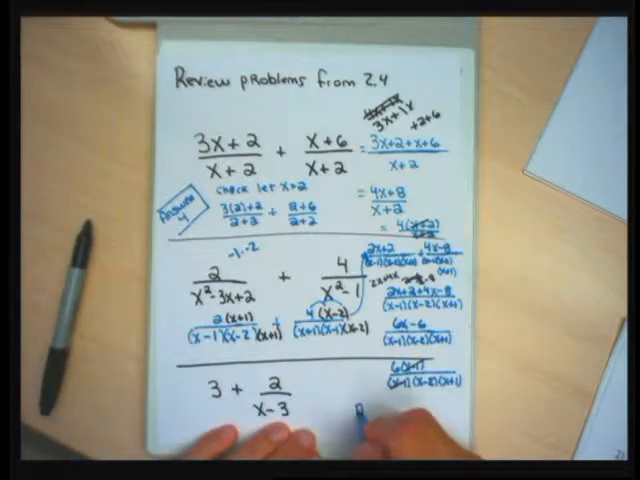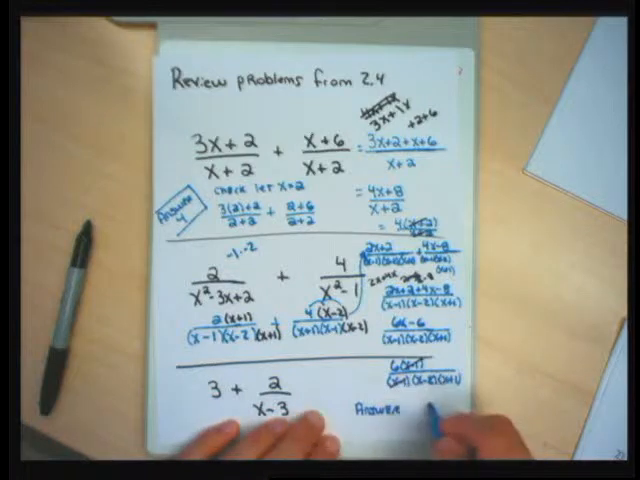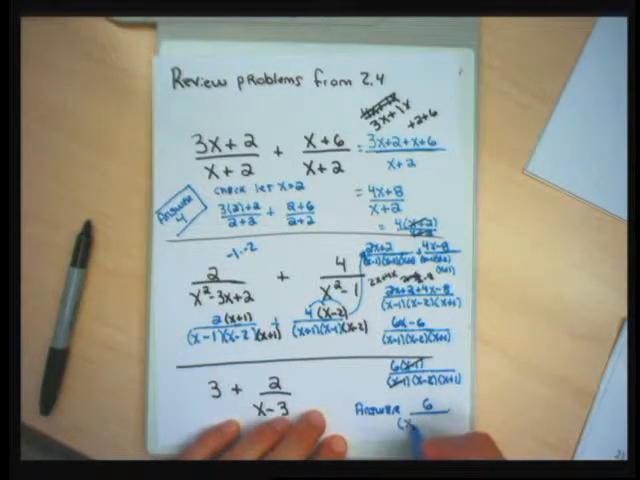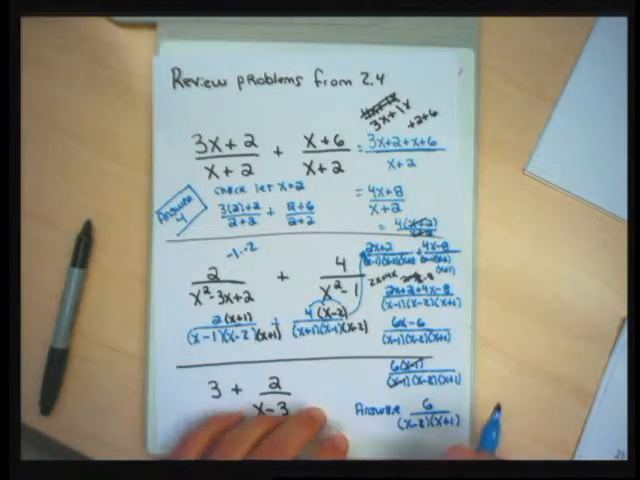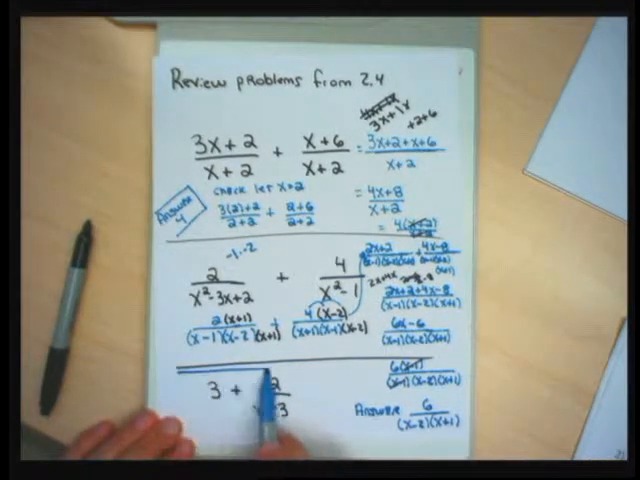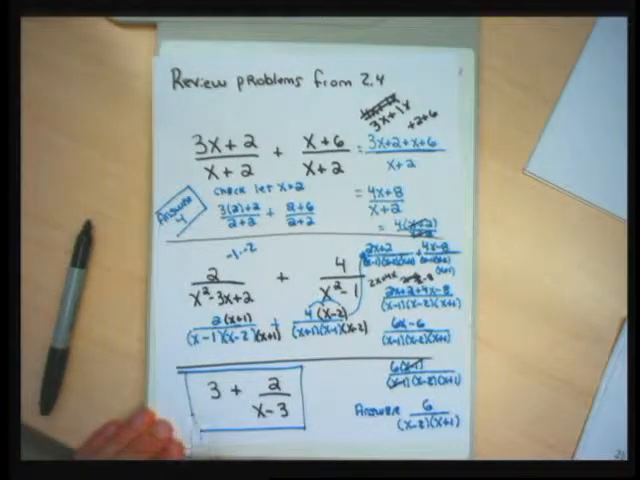So my answer to the middle problem should be 6 over x minus 2 times x plus 1. I'm going to check it again. I'm going to save this problem for another sheet. I just don't have room to do it.